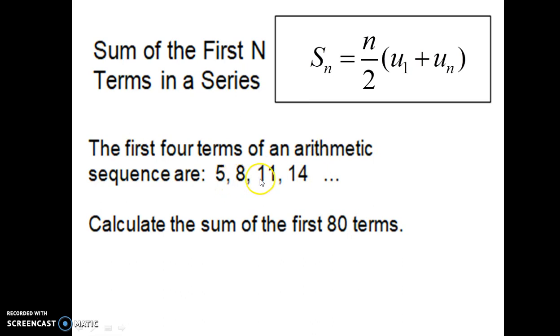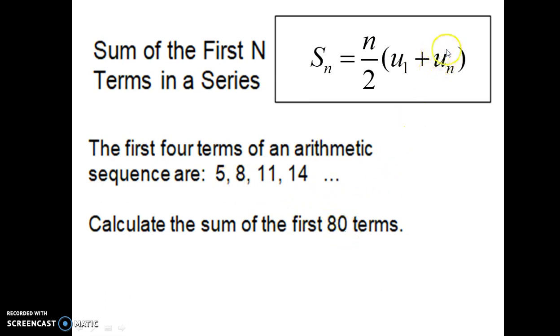So that would take a long time if you had to do that by hand, like 5 plus 8 plus 11 plus 14 plus 17 and so on. That would take a long time to do the first 80, but we can use the formula. Notice in the formula we need the first term, which we have is 5, and we need the last term, which is not 14 because this goes on forever, but we need the 80th term because we want this to go all the way to 80 terms.